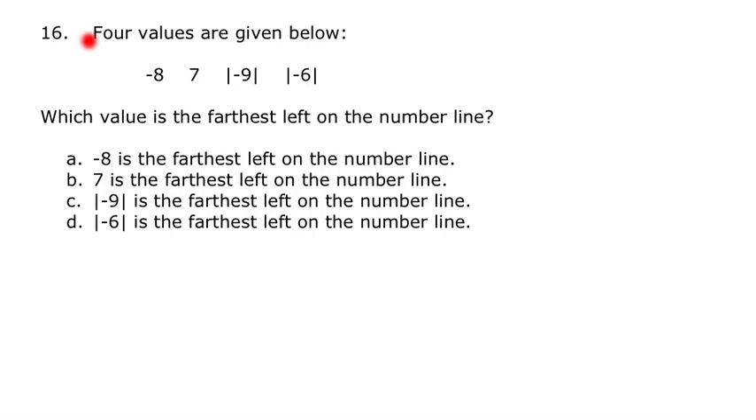Question number 16. 4 values are given below. Which value is the furthest left on the number line? And so with this problem, the furthest left on a number line would be a negative number. So the absolute value of negative 9 is 9. The absolute value of negative 6 is 6. So if you look at these numbers, which value is the furthest left on the number line? The answer is negative 8. So that would be A, negative 8.